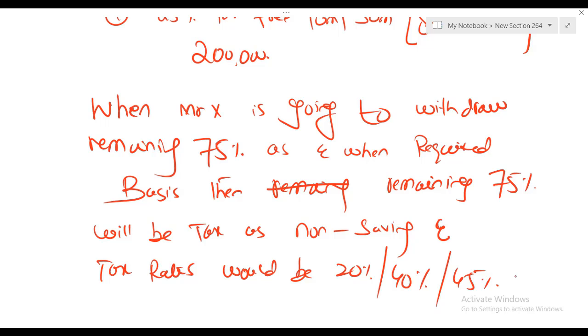When the individual is withdrawing any funds from the 75%, in that year the individual is a basic, higher, or an additional rate taxpayer. But the concept is the remaining 75% is treated as non-saving income, and whenever the individual withdraws an amount from the remaining 75%, he has to pay tax.